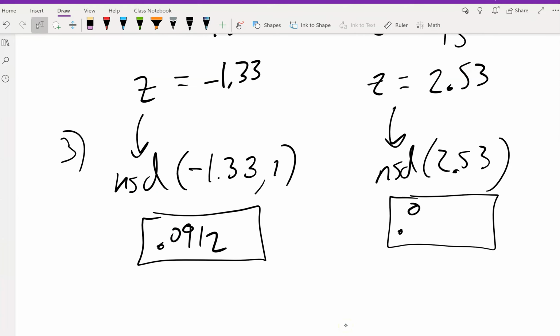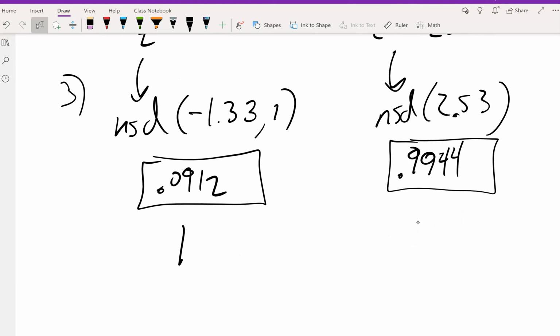0.9944 is the other. So as a check and a practice about tables, go look these up in the tables and make sure you can see how to get these numbers. Go look up -1.33 in the z table, get this number. Go look this up and get this number in the table. Make sure you could do the table.